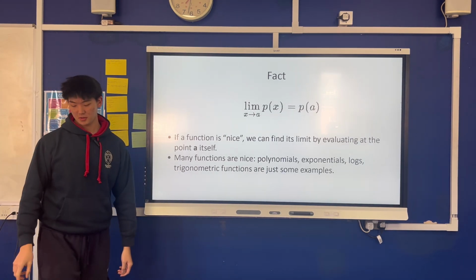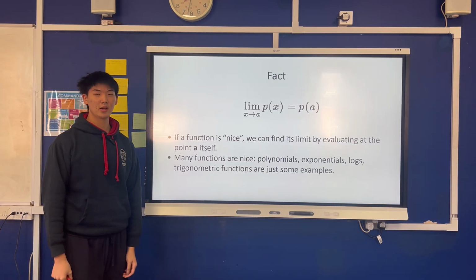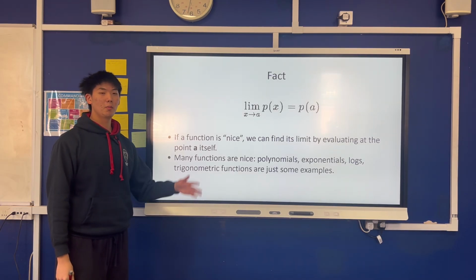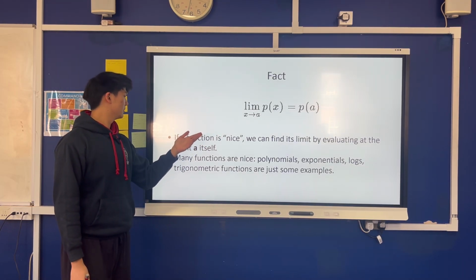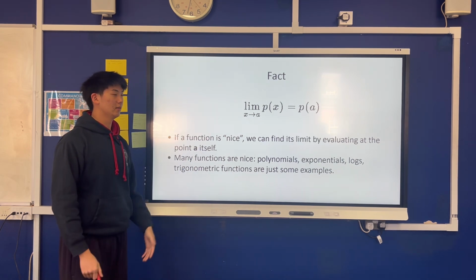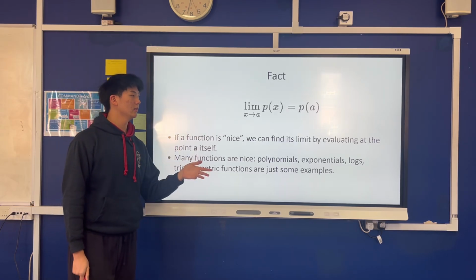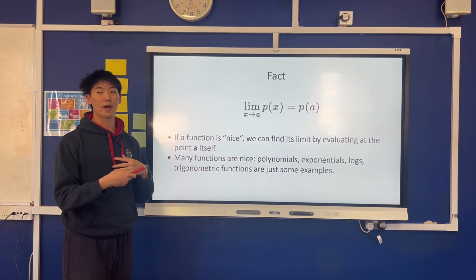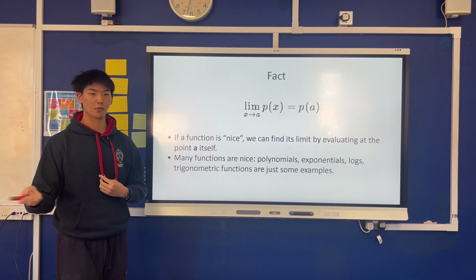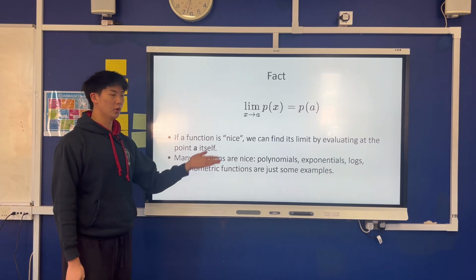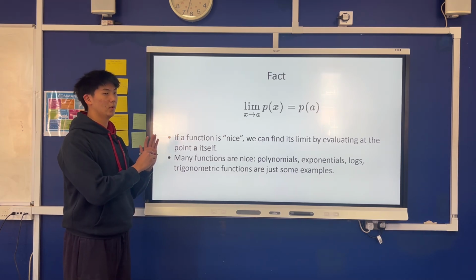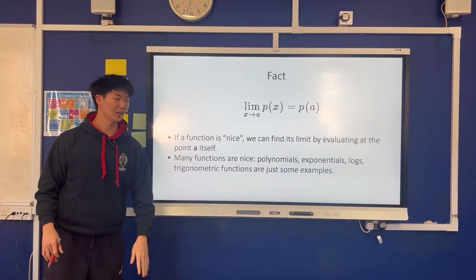Now we're going to use a fact which will help us solve limits a lot quicker, because it normally takes ages writing out limits so many times. The fact is that if we have a polynomial, or a nice function p of x, the limit of p of x as x approaches a is just the value if we evaluate at a. This is because they're nice functions, or continuous, as some of you know. This includes polynomials, exponentials, logs, trig functions, all of which are nice. I'll get onto that in the next slides.